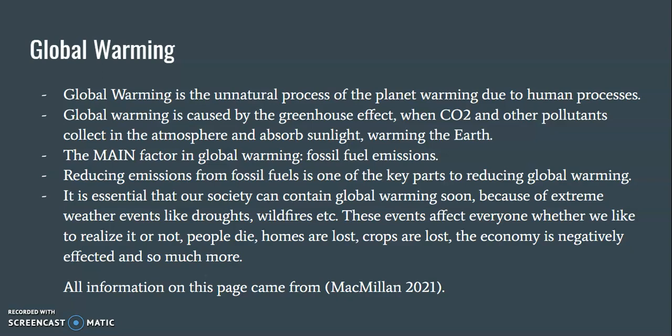Reducing emissions from fossil fuels is also one of the key parts to reducing global warming. It is essential that our society can contain global warming soon because of the extreme weather events like droughts, wildfires, etc., like we've been seeing. And these events affect everyone, whether we like to realize it or not, because people will die, homes are being lost, crops are lost by farmers, and the economy is negatively affected by all of this and so much more.